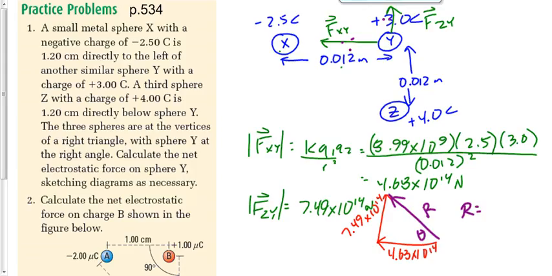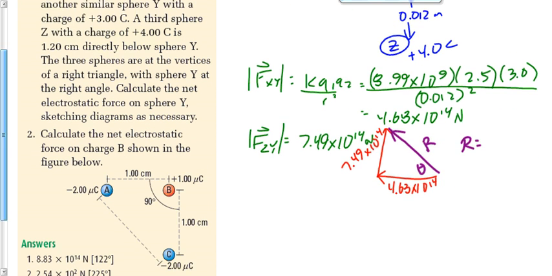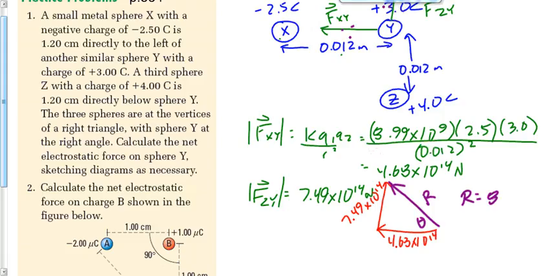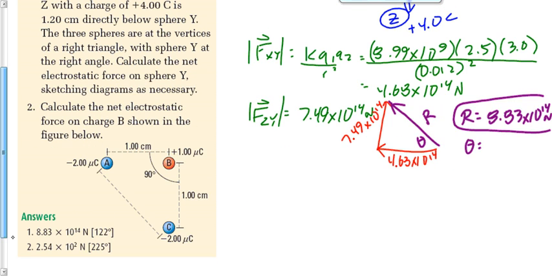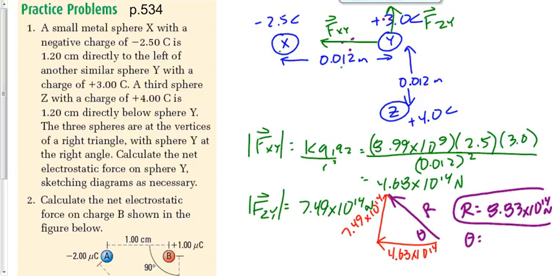R is the square root of 7.49 squared plus 4.68 squared. We should get a value of 8.83 times 10 to the 14. Pythagorean theorem. And theta will be the inverse tan function of 7 over 4, which gives us, I believe, 58 degrees. Is that right? 58 degrees. Had you drawn it the other way, you would have gotten 32 degrees. Yep.